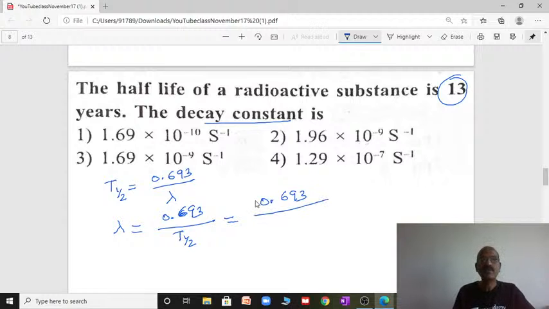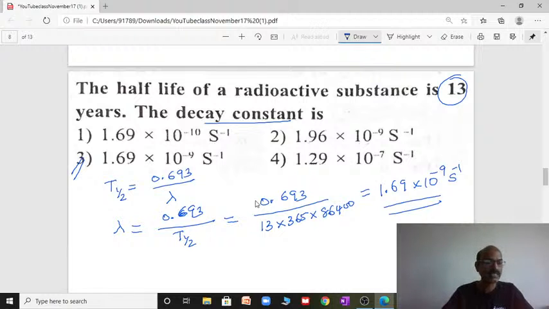So the radioactive substance has a half-life of 13 years. Convert 13 years into seconds. 1 year is 365 days, and 1 day, we all know, is 24 hours into 60 minutes into 60 seconds. Multiply 24 into 60 into 60, you will get 86,400 seconds. Simplify this, you will get 1.69 into 10 power minus 9 per second. Option C is the correct answer. Let us go for the next question. Here it is.